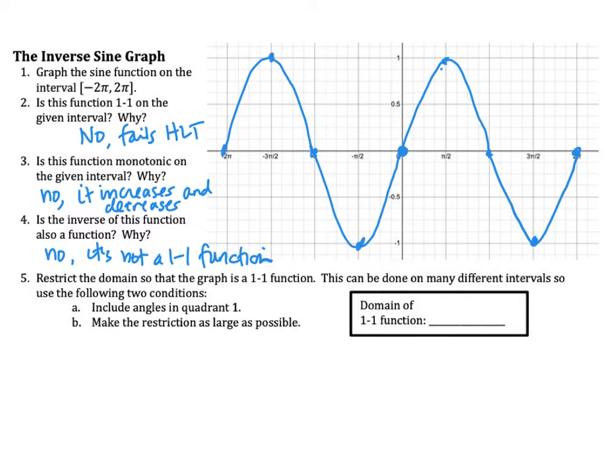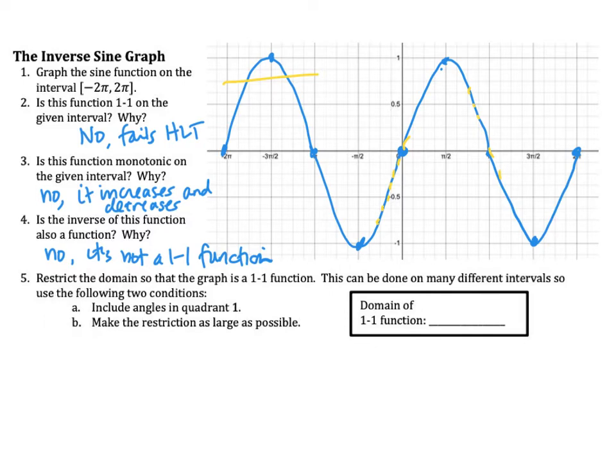So is this function one-to-one? Well, no, you can see it's going to fail the horizontal line test, right? If I drew a horizontal line, it's going to fail the horizontal line test. Is this function monotonic, number 2, on the given interval? No, from -2 pi to 2 pi it's not, because it's increasing here and then it's decreasing here. So monotonic means it either increases the entire time or decreases the entire time. Is the inverse of this a function? No, it's not, because if this graph is not one-to-one, then its inverse is not going to be a function.